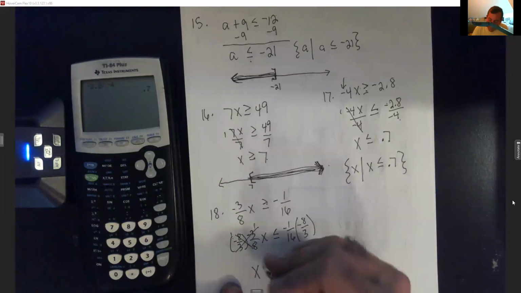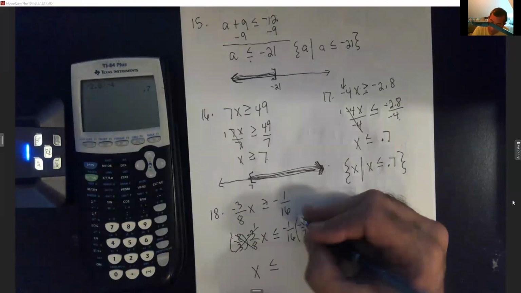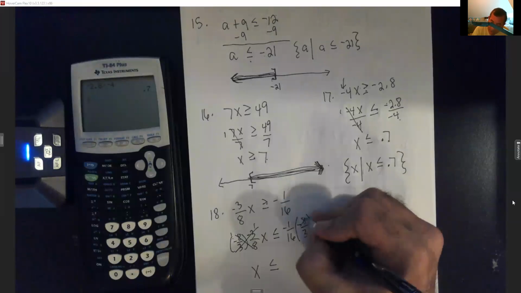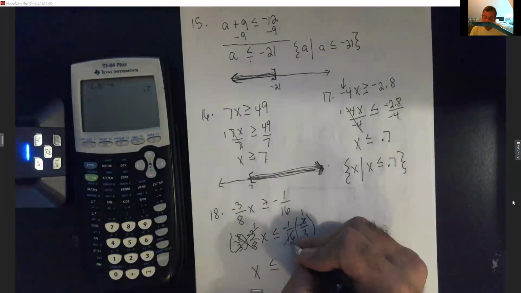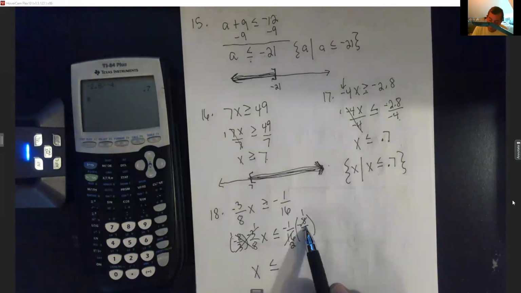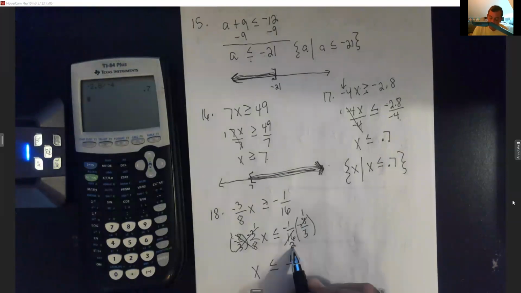So that x is now less than or equal to negative times a negative. This answer will be positive. And I'm going to reduce, y'all, because 8 and 16 both have factors. 8 divided by 8 is 1. 16 divided by 8 is 2. So now, negative times negative, 1 times 1 on top is 1 over 2 times 3 on the bottom is 6.